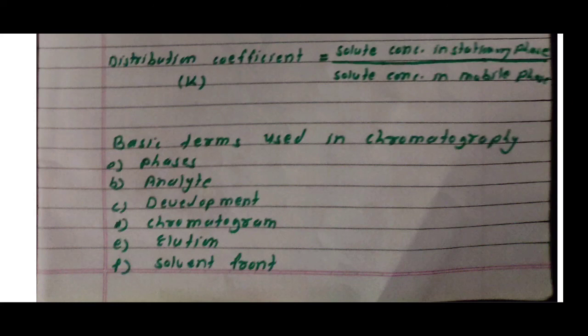You should know these six terms when doing the practical of chromatography. First is the phases, second is the analyte, third is the development, fourth is the chromatogram, fifth is elution, and sixth is the solvent front.